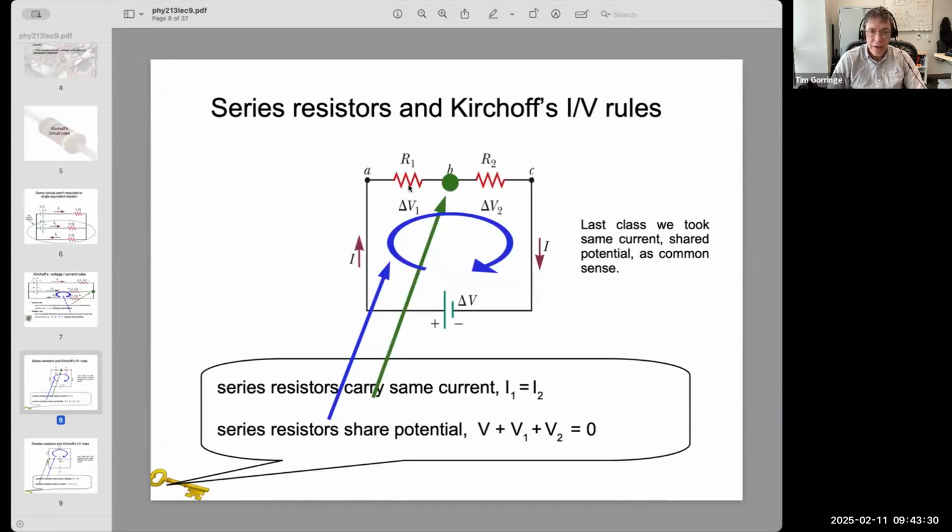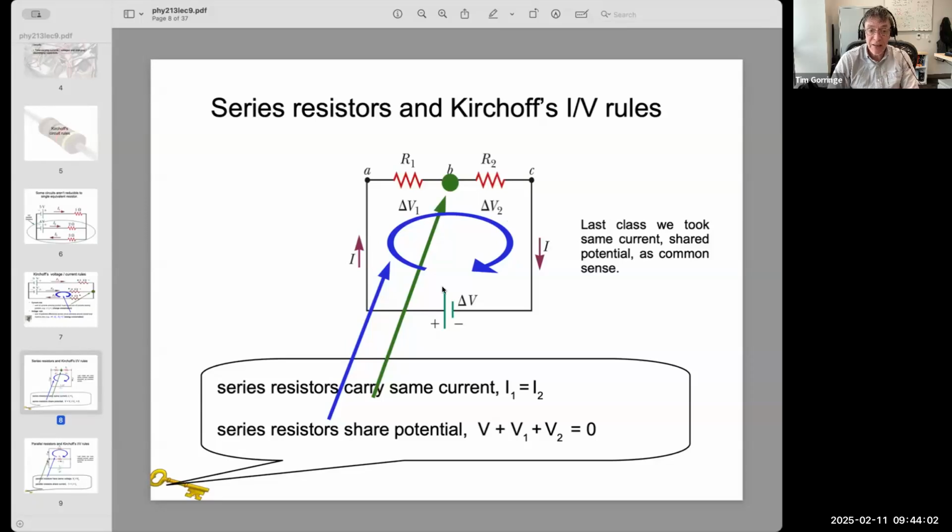The voltage sharing between the two resistors, which seemed like common sense, is actually a consequence of Kirchhoff's voltage rule. Think about walking around this circuit. If we walk through the battery, there's a potential difference. Then we walk through resistor R1, and there's a second potential difference, V1. There's resistor R2, and there's a third potential difference, V2.